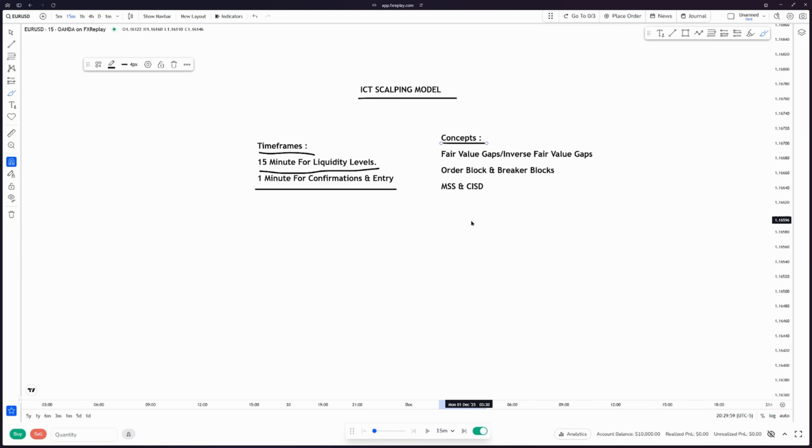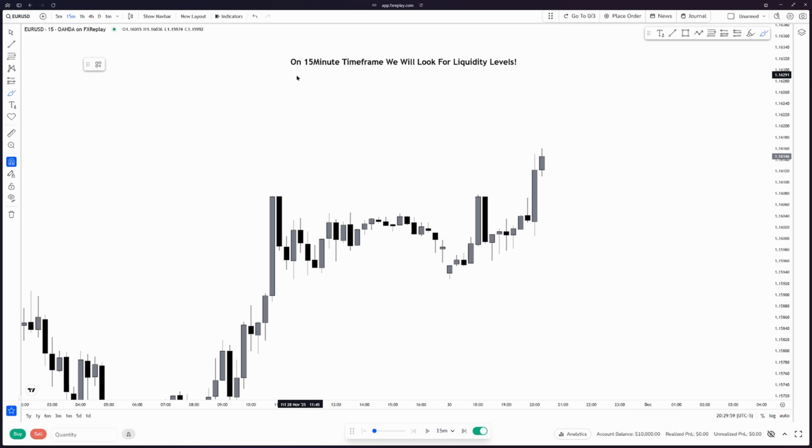We will use fair value gaps and inverse fair value gaps, then order blocks and breaker blocks. And lastly, we will use market structure shift and change in state of delivery. Now let's go to the charts and look at how to use this model. First, on the 15-minute time frame, we will look for liquidity levels.